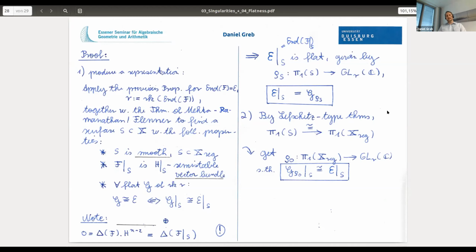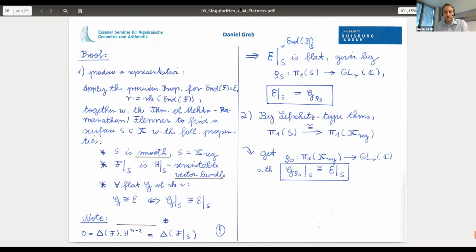But now my X is singular. And then the Lefschetz type theorems just tell you, so these were, for example, proven by Hamm a long time ago, that this surface has only the same fundamental group as the regular locus.